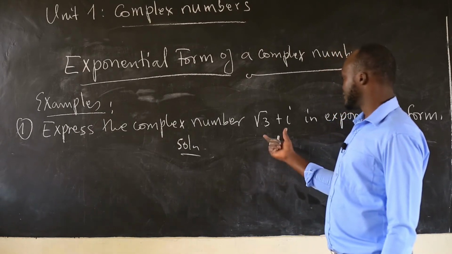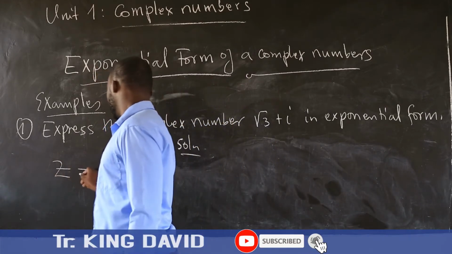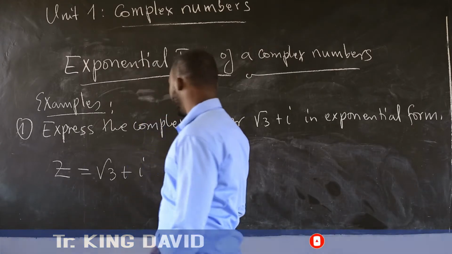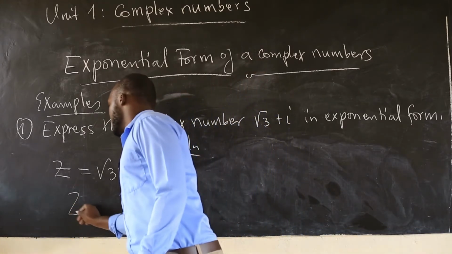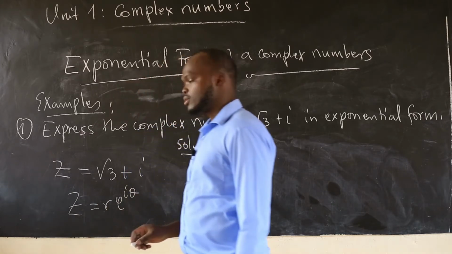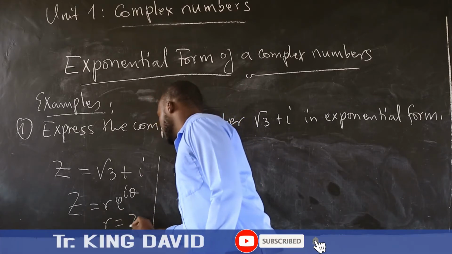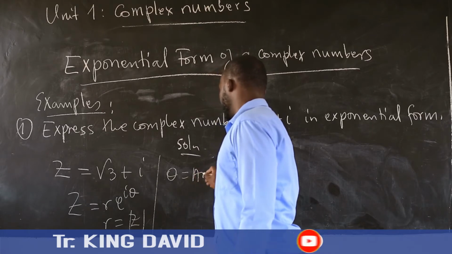We're going to express z equals root 3 plus i into exponential form. And remember, exponential form is r e power i angle. So what do we need? We need r as the modulus of z, and we need the angle as the argument of z.